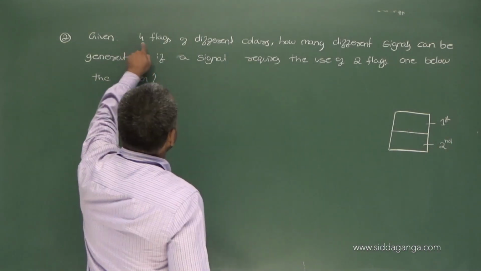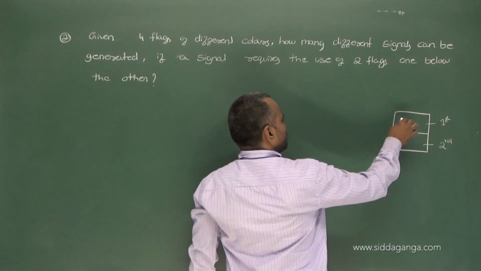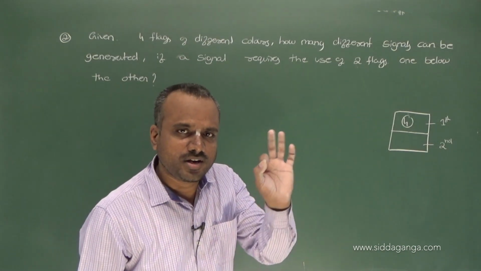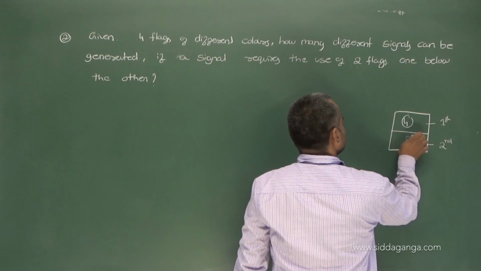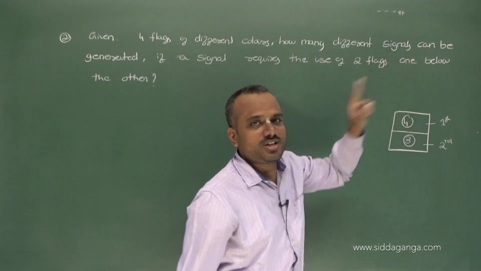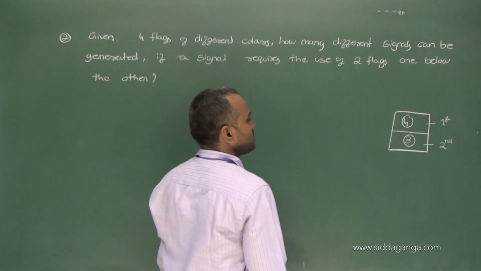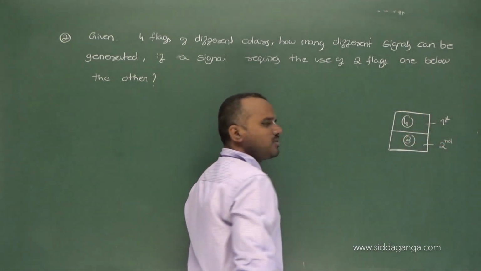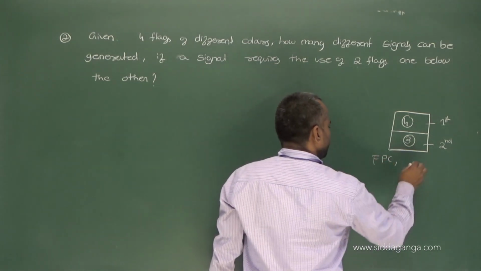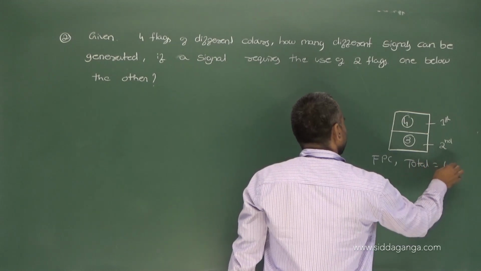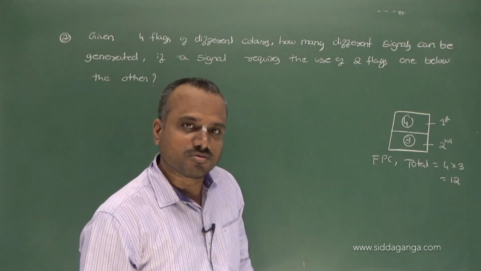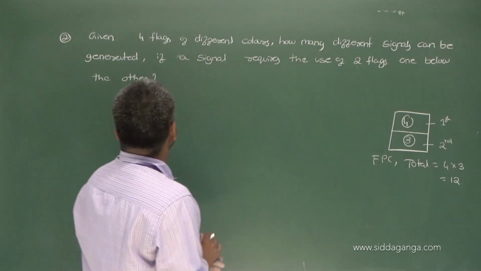So here, given 4 different flags. First place we can fill in how many ways? 4 ways. Second box we can fill in how many ways? 3 ways. Why is it 3? Repetition of the flag is not allowed, so the second box completely depends upon the first box. According to the fundamental principle of counting or multiplication rule, total number is 4 into 3. How many ways? 12 ways. Very simple problem.